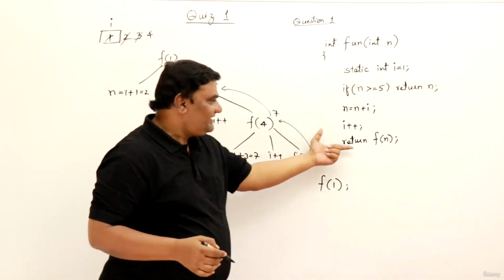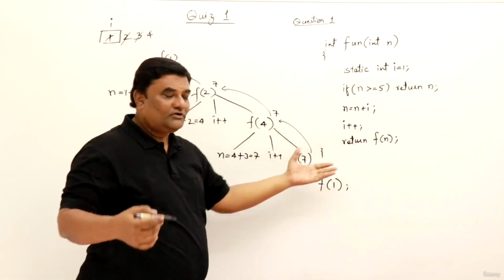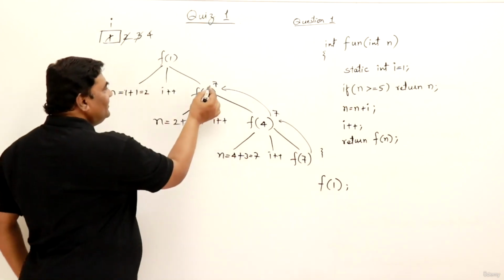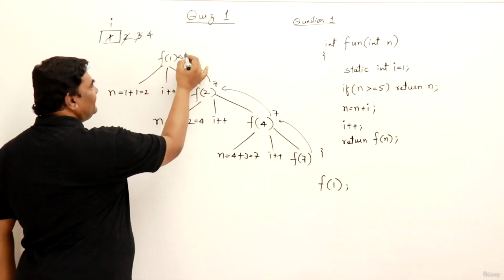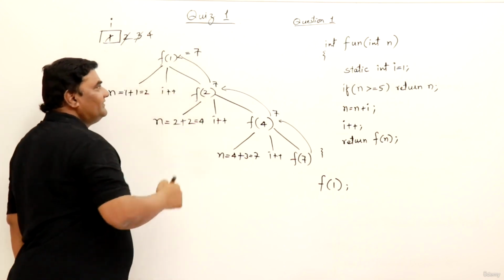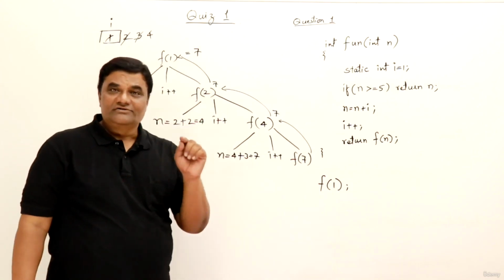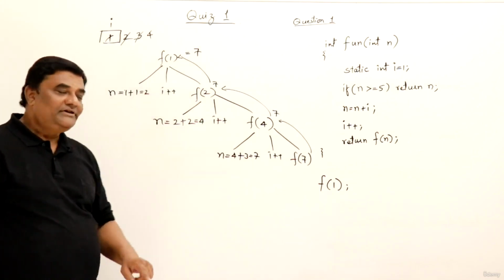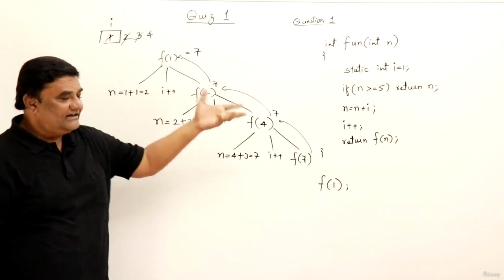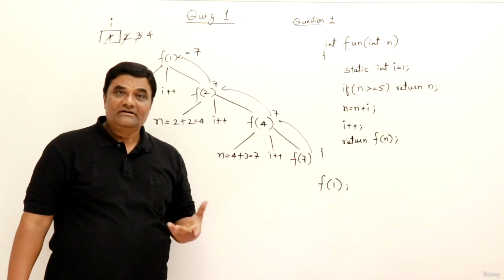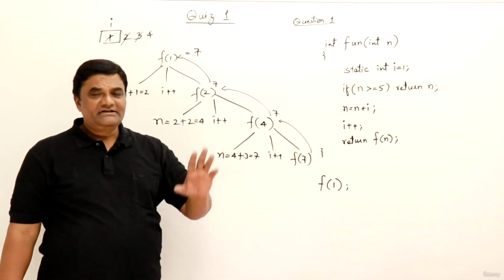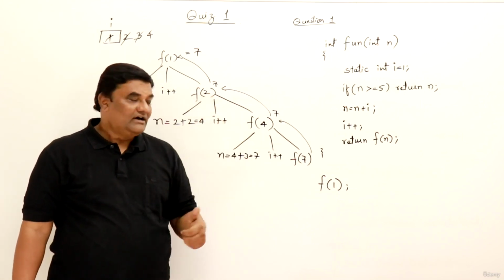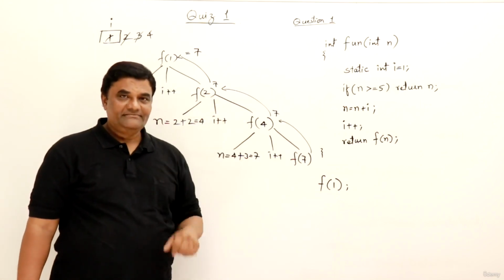Then again, this is the same statement. From here only we have called, so it returns from here also. So this is 7. Finally, the answer for this one is 7. So the result of this function is 7. If you have not maintained a single copy of I, then you might have got wrong results. So this is the result: value 7.